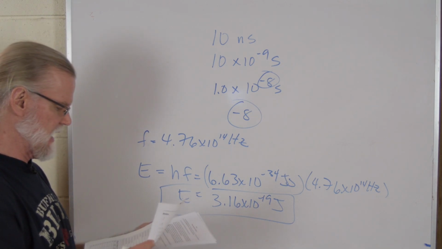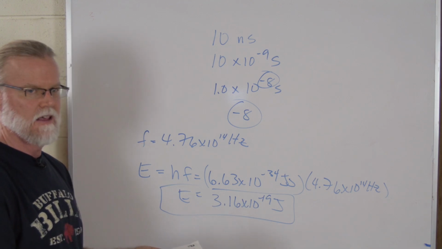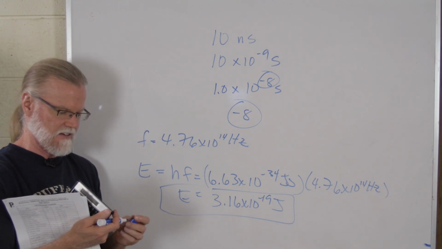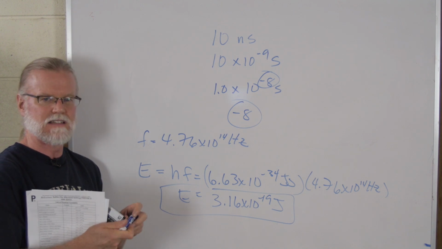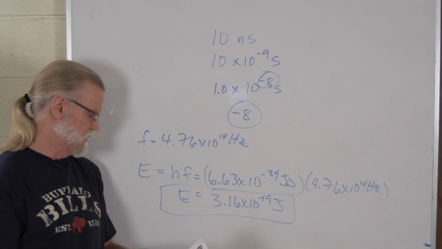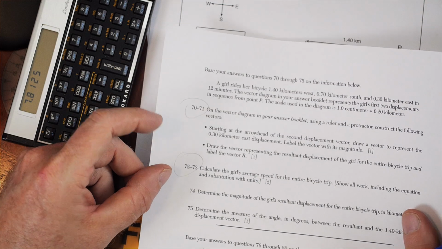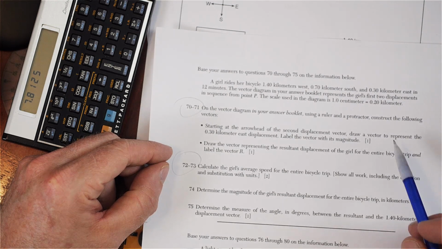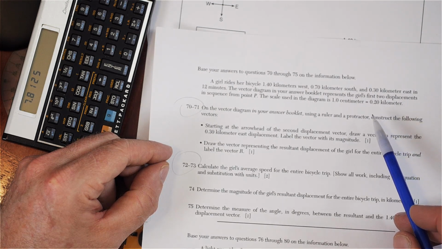Explain what is meant by an atom in the ground state. The ground state is the lowest. It's when the valence electrons are in the lowest possible energy state, so in the lowest energy orbitals. That's the ground state. A girl rides her bicycle 1.4 kilometers west, 0.7 south, 0.3 east, in 12 minutes.